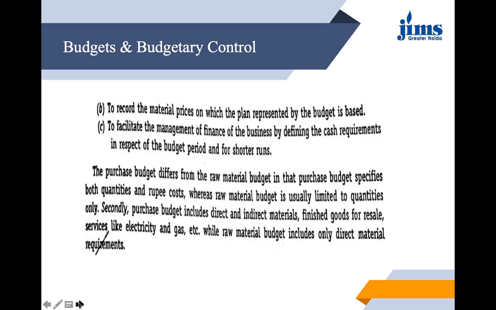So the purchase budget differs from raw material budget, because sometimes students mingle these two. But purchase budget is different from raw material budget in the context that it specifies both quantities as well as costs, whereas raw material budget is usually limited to quantities only. Basically, both are serving the same purpose, but purchase budget is having a wider scope because it also covers the costs. Secondly, purchase budget includes the direct and indirect material, both, and sometimes finished goods for resale also, and some services like electricity and gas, etc. While raw material budget only deals with the direct material requirements.